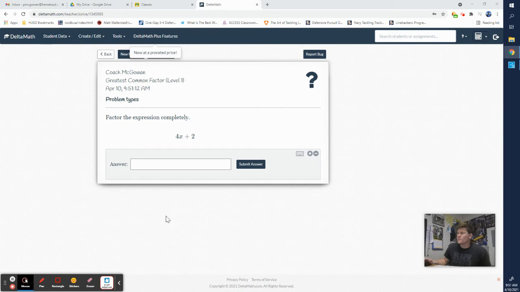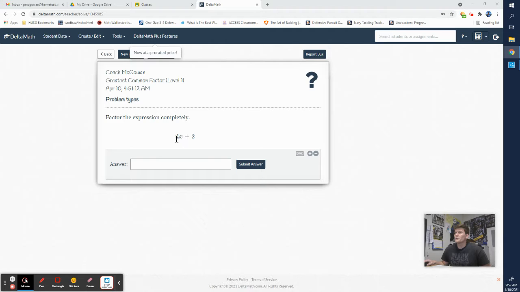Hey guys, so working on our next piece of this quadratics unit, we're talking about factoring now. We just spent time adding, subtracting, multiplying. Now we're going to spend time breaking it apart, factoring things out. We're going to start by just taking out what's called greatest common factors, taking out GCFs.